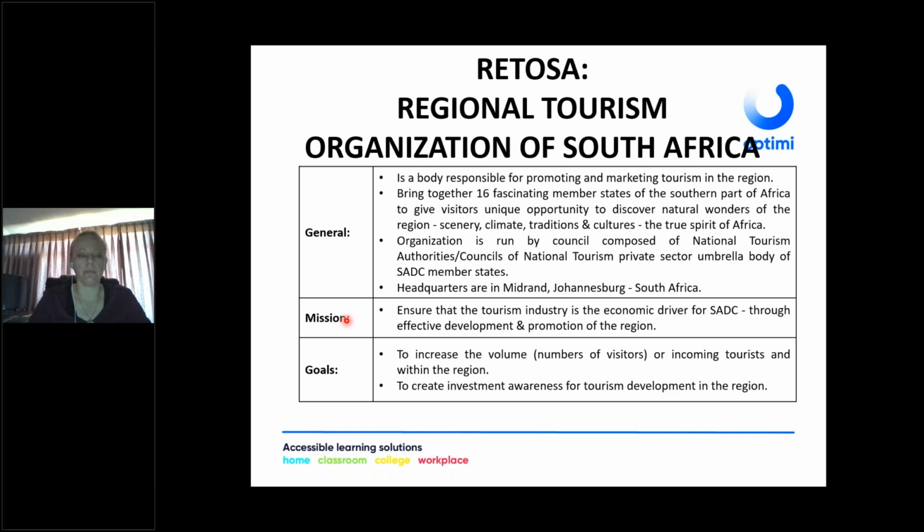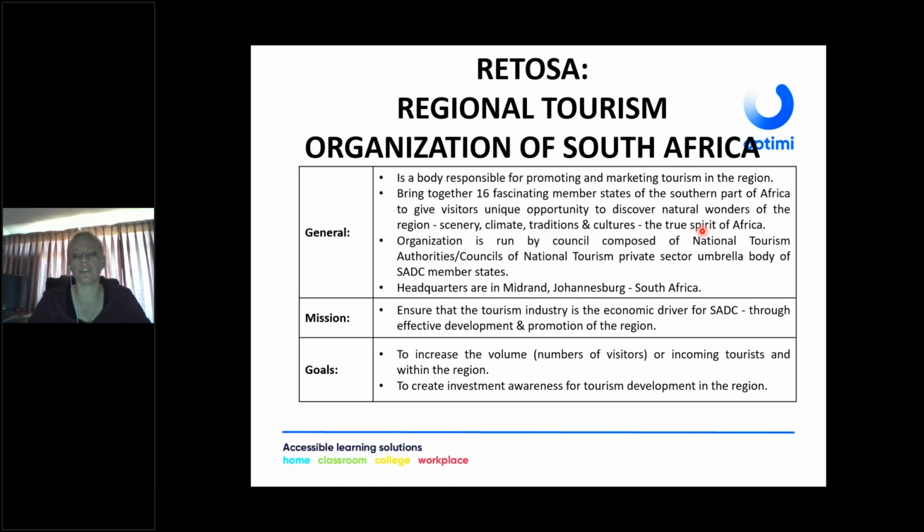So first of all, if you look at the general information, it's the body that is responsible for promoting and marketing tourism in the region. It brings together 16 fascinating member states of the southern part of Africa to give visitors a unique opportunity to discover natural wonders of the region. For example, their scenery, the climate, traditions, and cultures, which also shows us the true spirit of Africa.